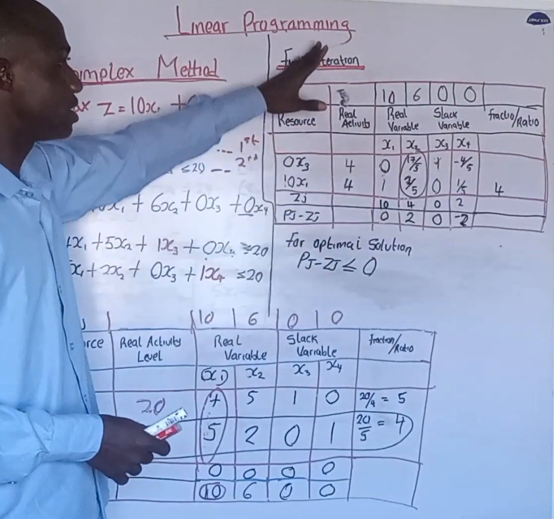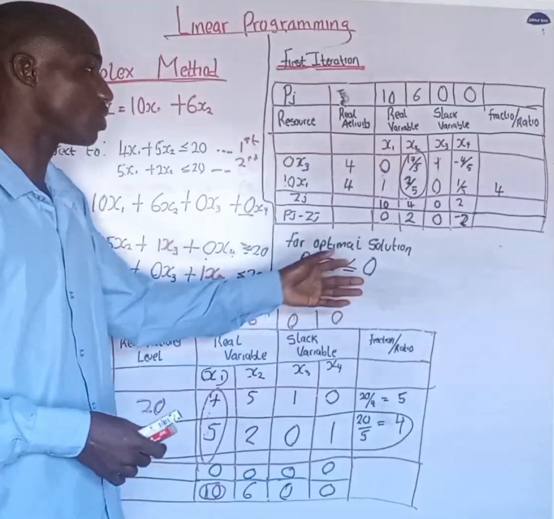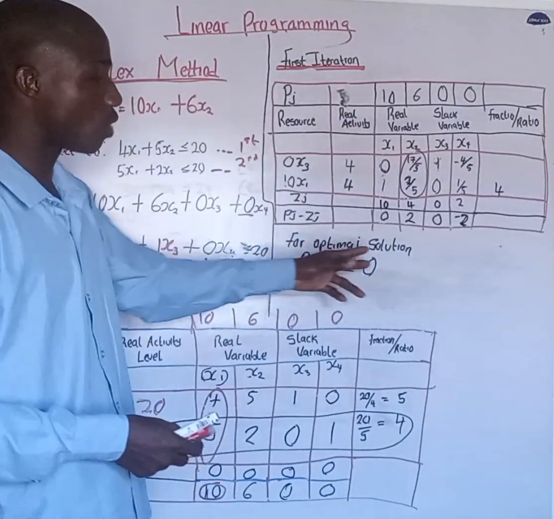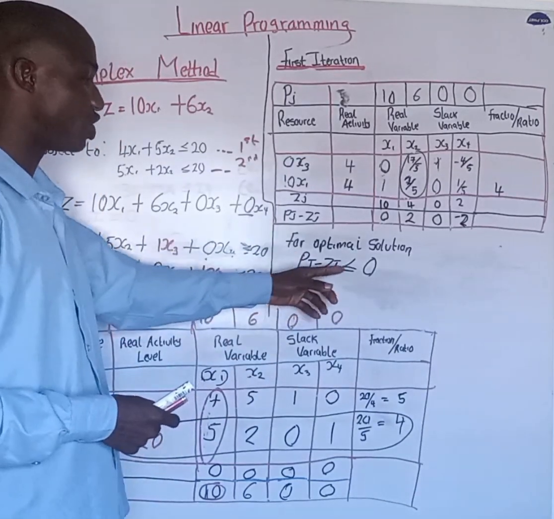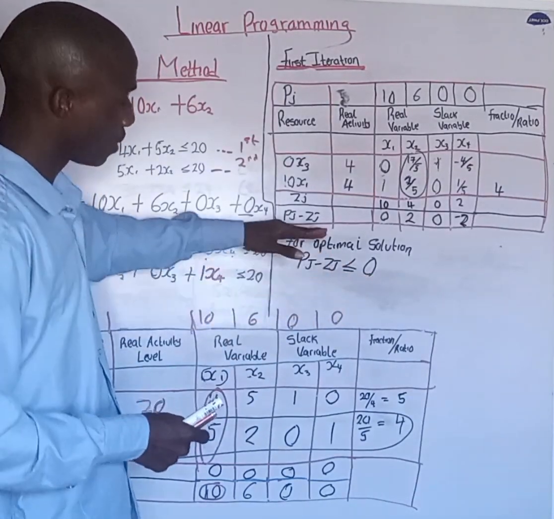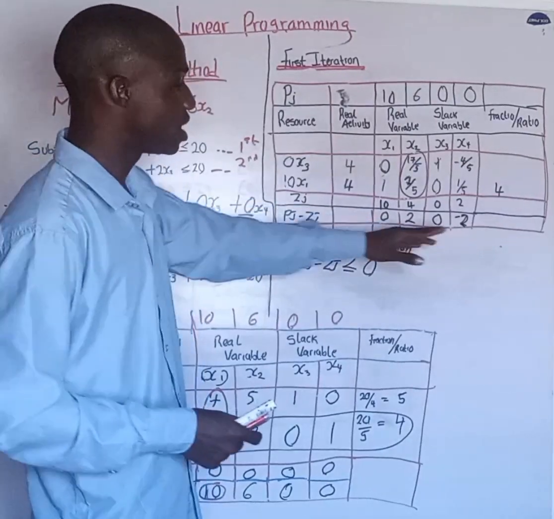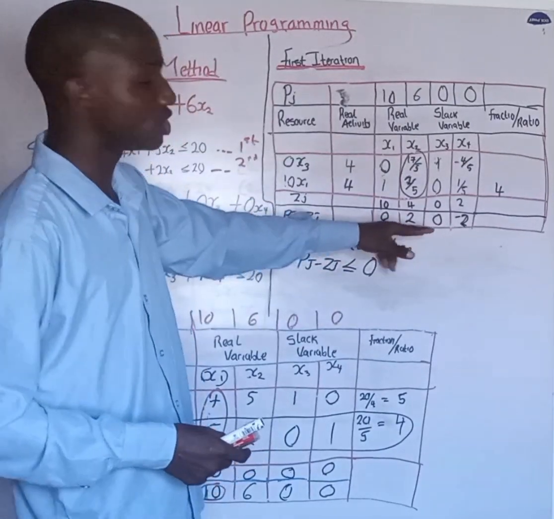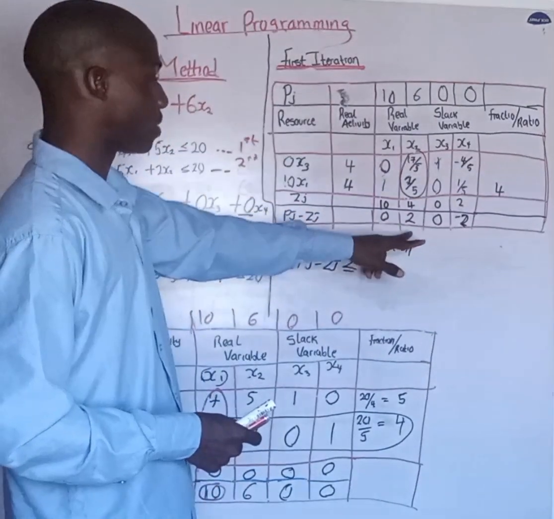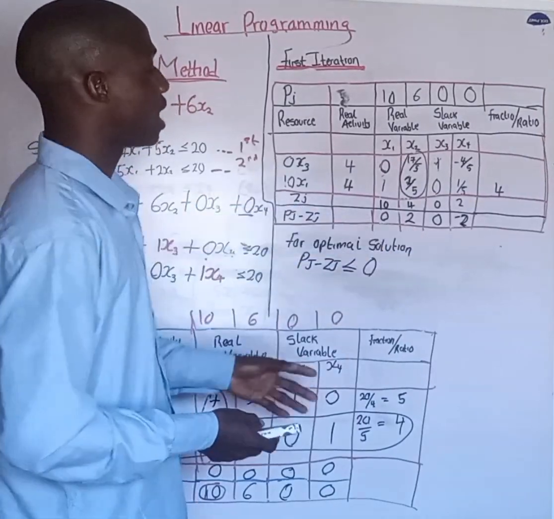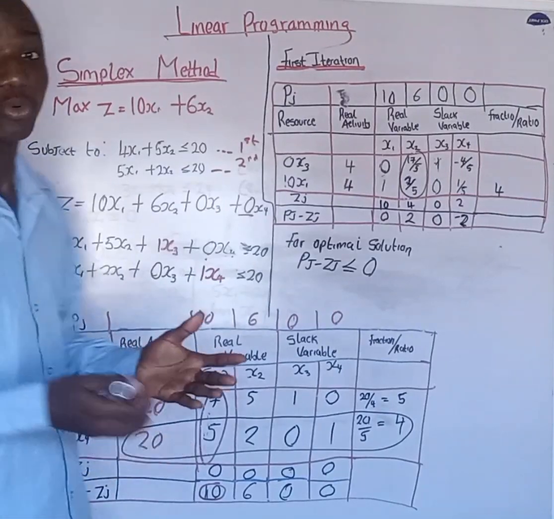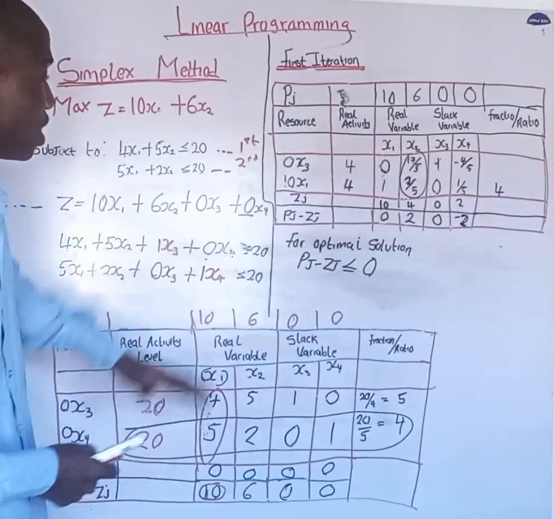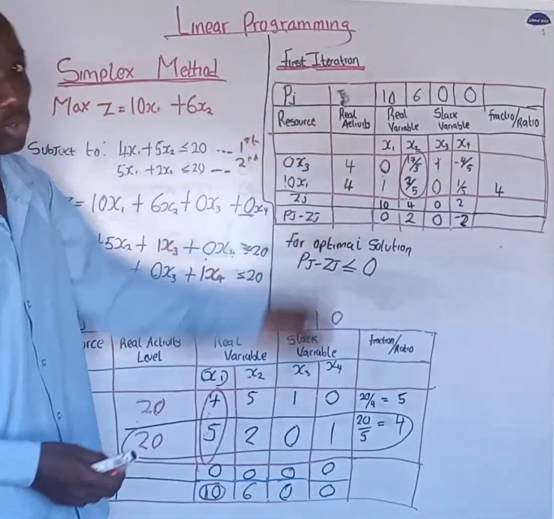Now, I told you that this is the first iteration, that this is not our final solution, because for us to obtain the optimal solution, the value of our Pj minus Zj must be less than or equal to 0. But when we calculate our Pj minus Zj in this place, we realize that we still have a positive number, which is 2. So this is not the optimal solution of this linear programming problem. Therefore, I will proceed to my second iteration. I'm going to use this to compute my second iteration.